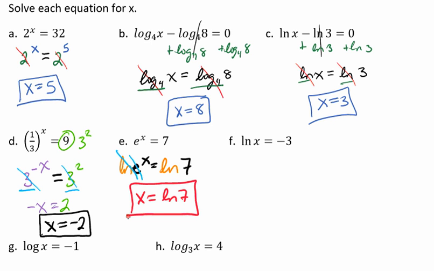For letter F, we have the natural log of x equals -3. Again, we can do something similar. If we say e raised to the natural log of x and e raised to the -3, that allows us to cancel out our e and our natural log using the inverse property. And so we have x equals e to the -3, and that would be our solution.